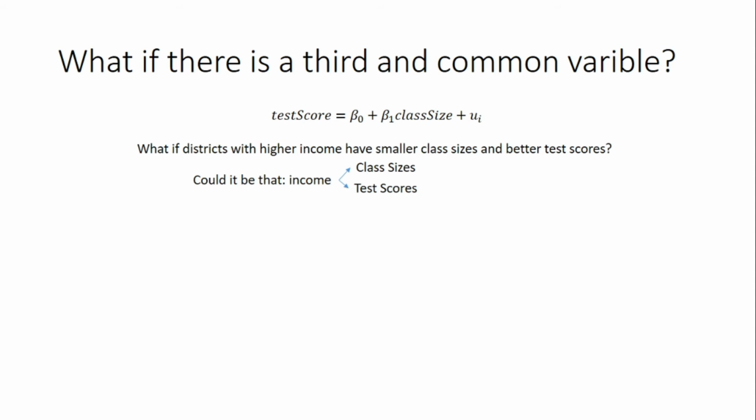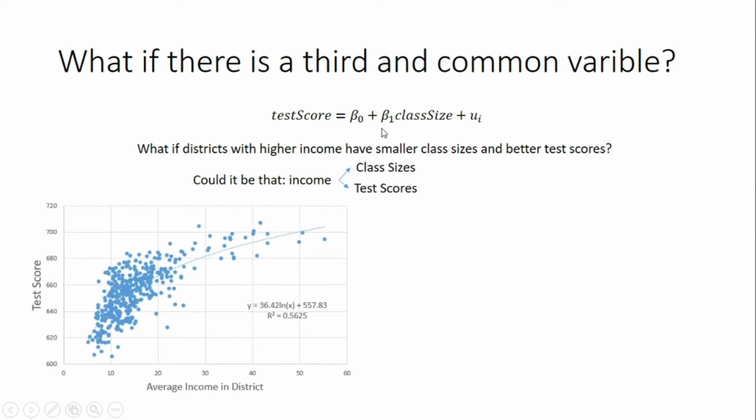So it could be under this premise that higher income drives smaller class sizes and better test scores. This presents a problem for our analysis, because then the effect that we find here in beta 1 is merely a misinterpretation of what's really going on. Because really what's going on is there's something here in U which is driving this and is correlated with this. In fact, it's driving this too. And therefore, if we expect change in class size will change test score, we're actually mistaken.